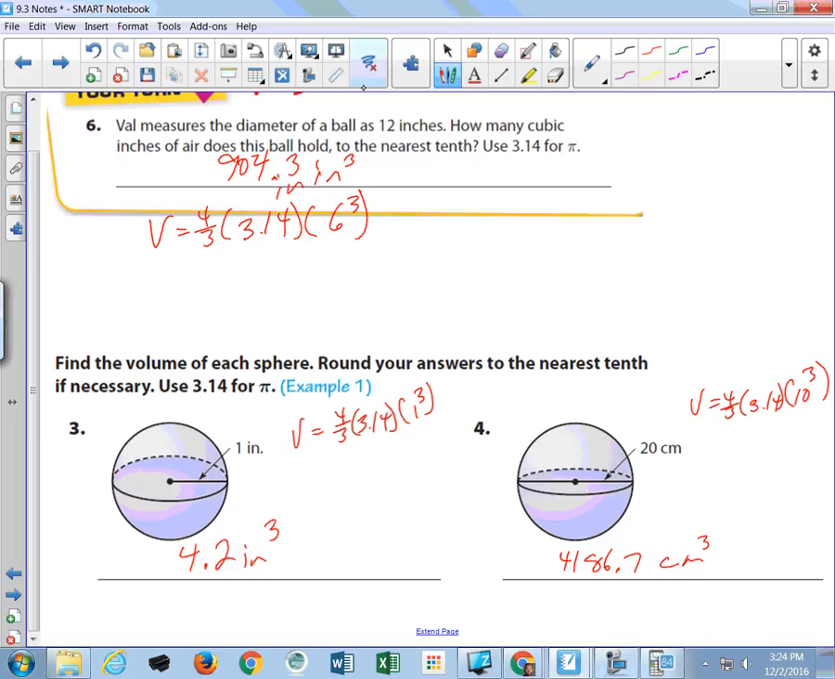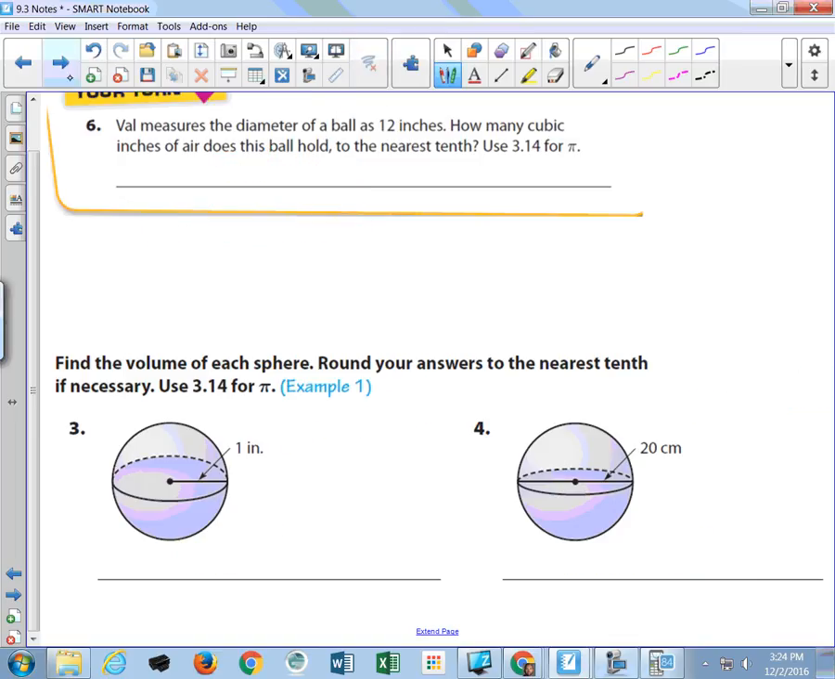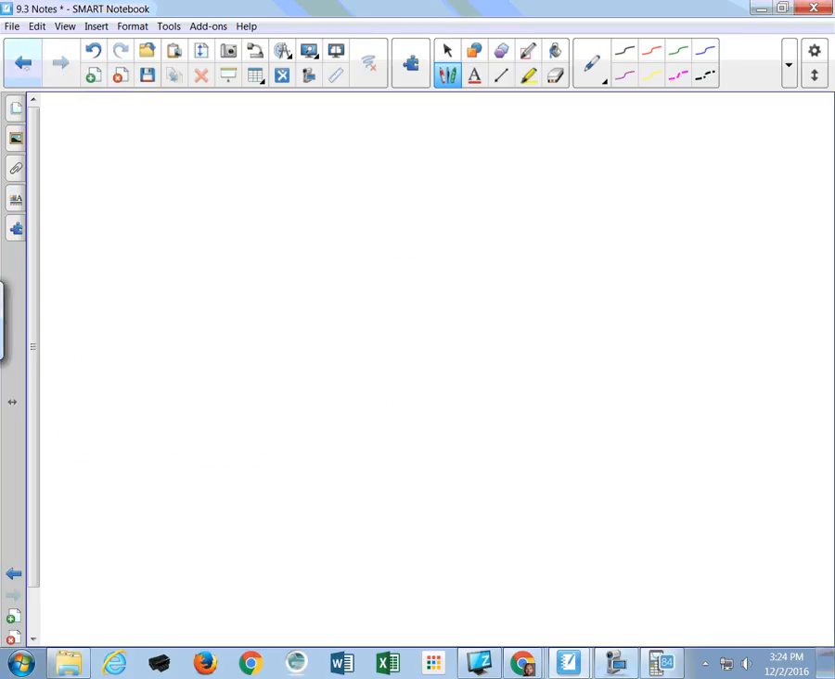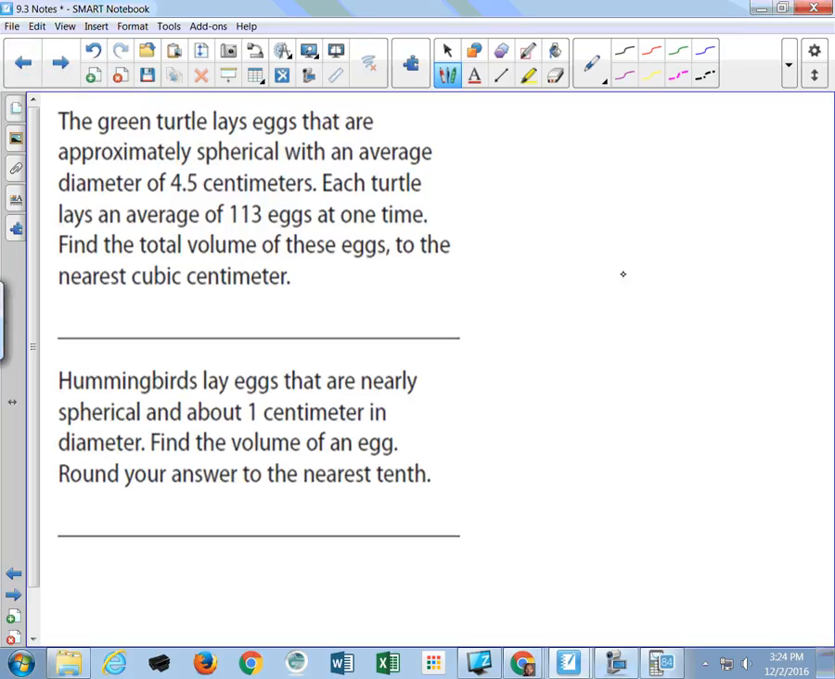All right, you should have the hang of doing these problems by now. We'll do one more, and then you'll move on to doing your homework. The green turtle lays eggs that are approximately spherical with an average diameter of 4.5 centimeters. Each turtle lays an average of 113 eggs at one time. Find the total volume of these eggs to the nearest cubic centimeter. So we need to find the volume of one egg and then the volume of all of the eggs. So this is a two-step problem.